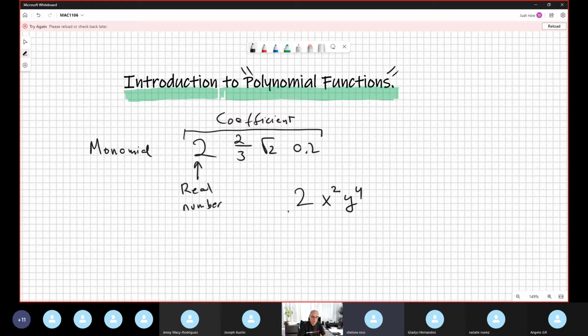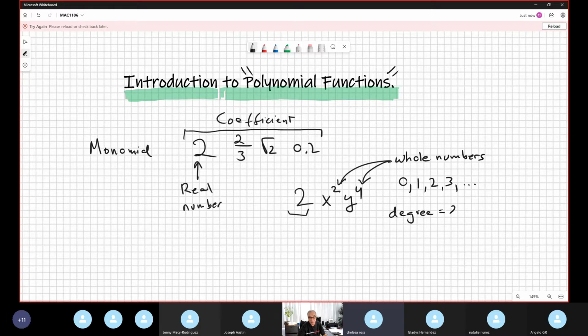Now this is the coefficient, but a super important detail to characterize a monomial is that the exponents must be whole numbers. Whole number means 0, 1, 2, 3. So positive integers. No negative 1, no fraction. And by the way, the degree is 2 plus 4, which is 6. It's the sum of the exponents, in this case because you have 2 variables.